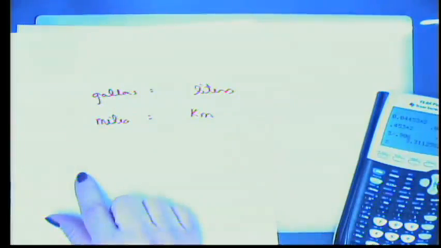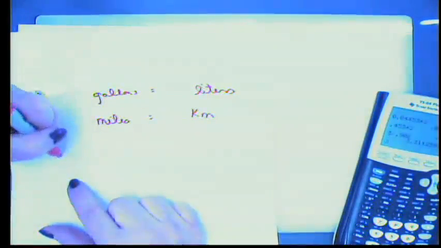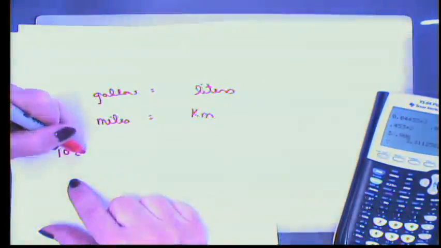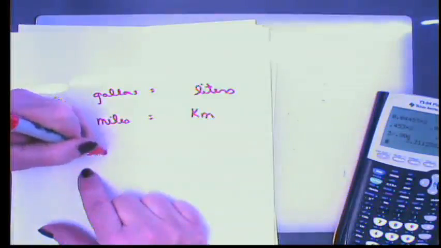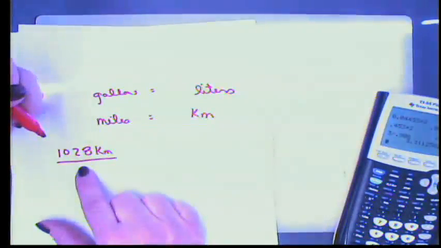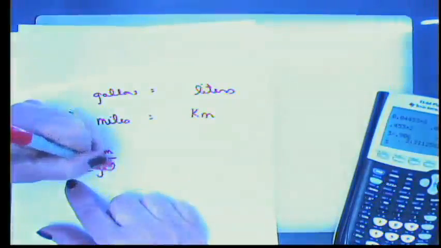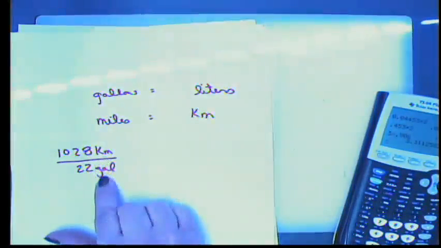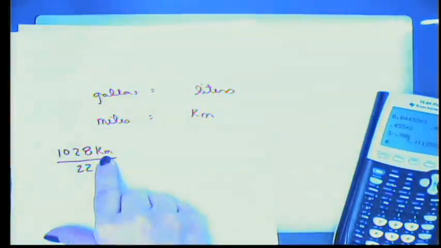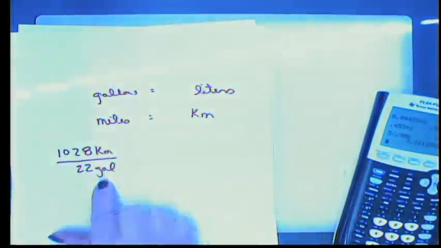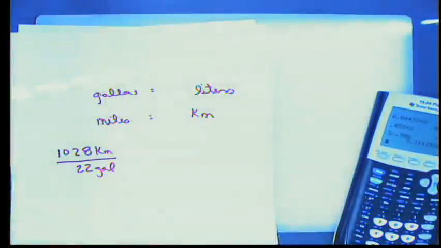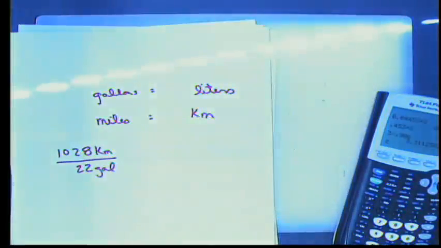First thing, it says how many miles per liter did he get? Well, he got 1,028 kilometers per 22 gallons, right? But we want to get that in miles per liter. So we want to figure out how many miles this is and how many liters this is. If I remember, 1 kilometer is 1.6 miles. I believe you are correct.